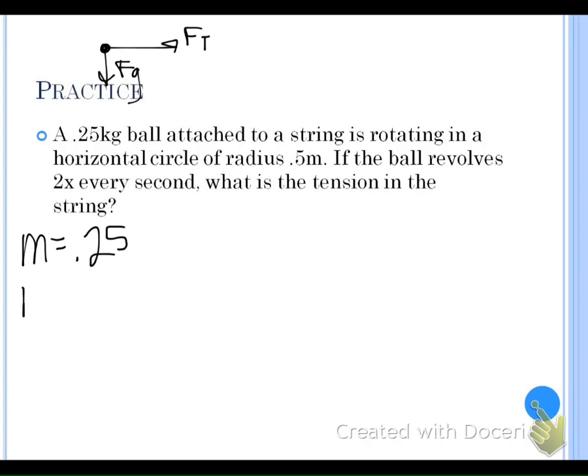Mass equals 0.25, radius equals 0.5. So what's the 2 times every second telling us? Frequency or period? Frequency, yeah, which then we can make into T or period. Okay, so frequency equals 2, which means T equals 0.5.